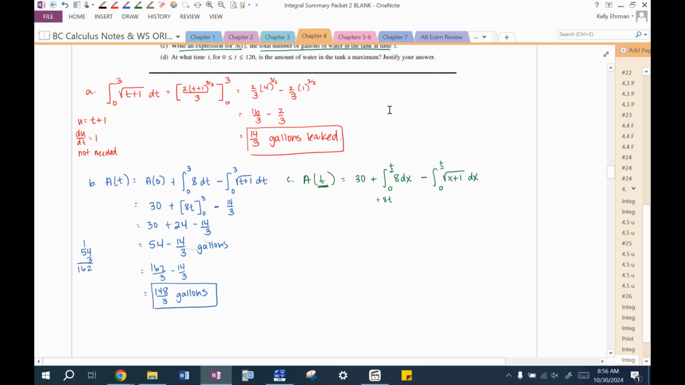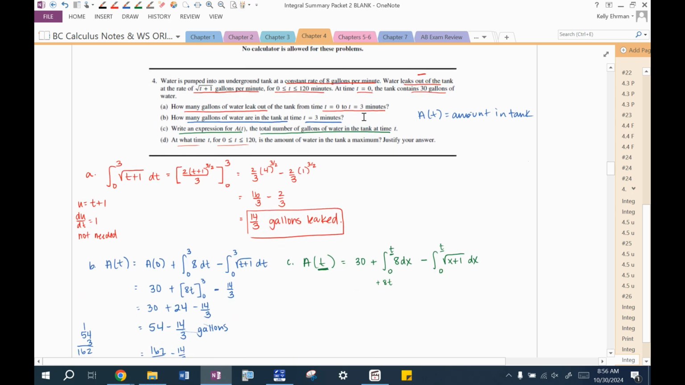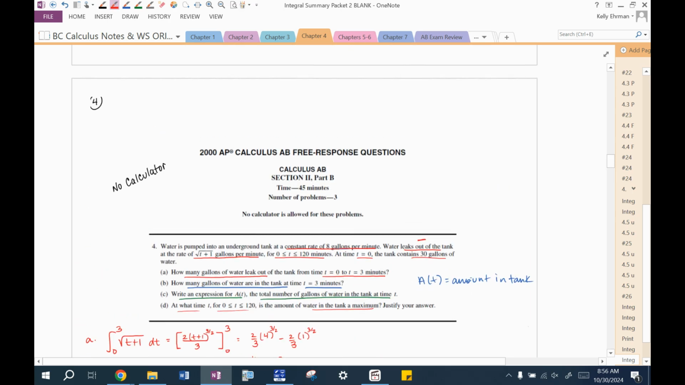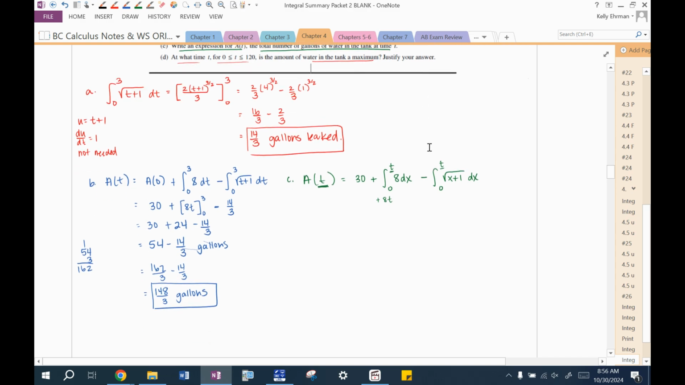Okay, and then for part D, at what time on 0 to 120 is the amount of water in the tank at a maximum? So, sorry, I don't know why I keep hitting that. Okay, so this is extreme value theorem. Remember, you need to list out the candidates. The candidates for times are the endpoints, and we're looking for maximum amount. So we're looking for max A of T. So the endpoints are 0 and 120.